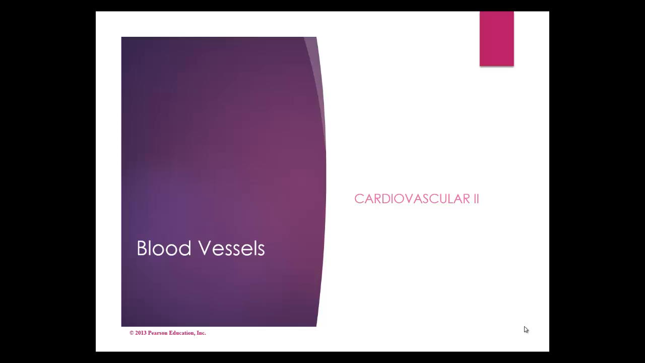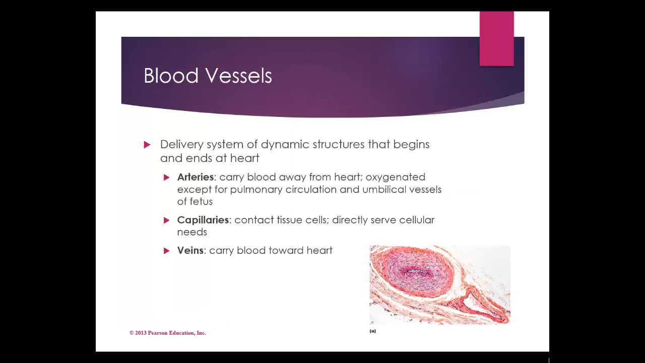All right, we'll begin our discussion on the second part of the cardiovascular system, looking at the blood vessels. So there are three major blood vessel types in the body: arteries, capillaries, and veins. We talked about these in lab. Remember that arteries carry blood away from the heart.